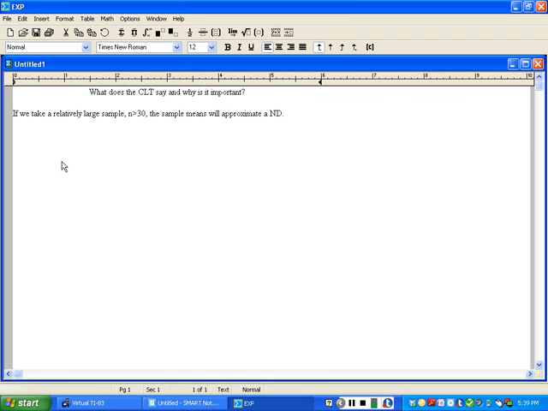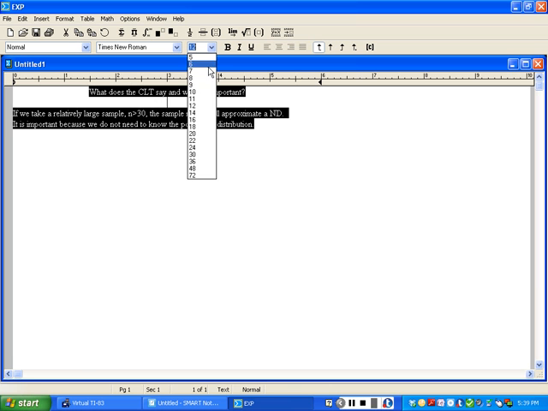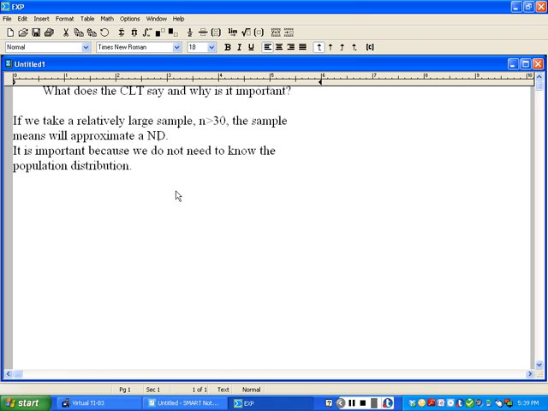That if you take a relatively large sample, by relatively large I mean n is bigger than 30, the sample mean is normally distributed. Now, why is that important? It's important because we do not need to know the population distribution. Okay? We do not need to know the population distribution. I apologize. I'll make it a little bit bigger so people can see it. Okay?